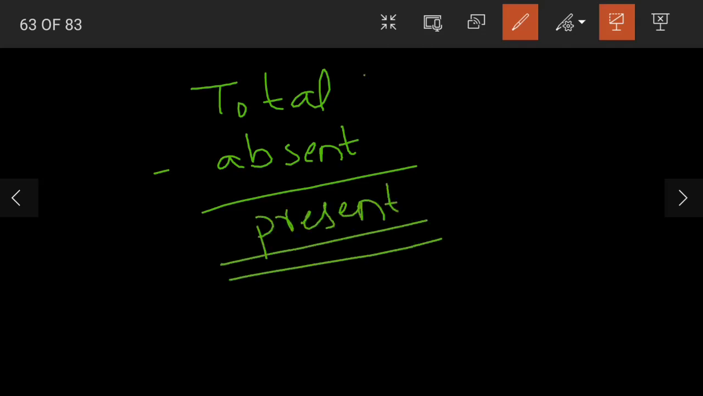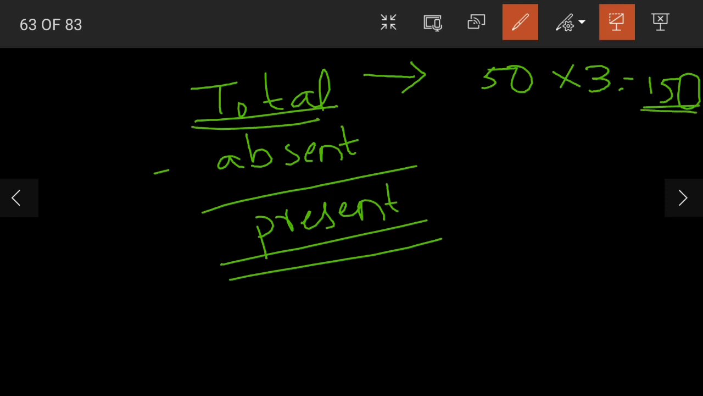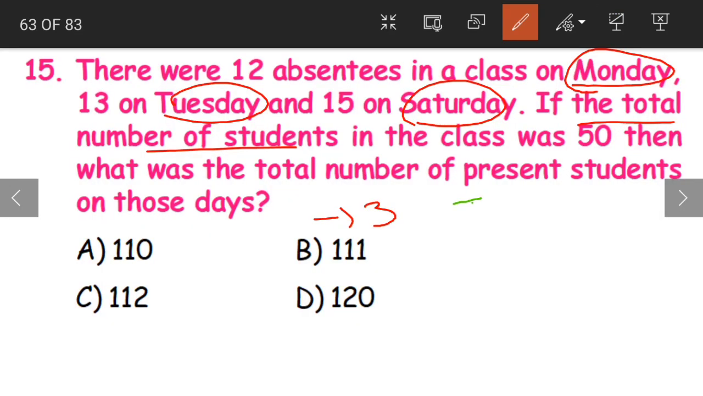Yes or no? So for this we need to first find the total number of students. The total number of students in class is 50. As we are calculating the strength or the number of present children for 3 days, 50 into 3 is equal to 150. So for the purpose of this question, children, the total number of students is 150. Yes, the total number of students is 150.